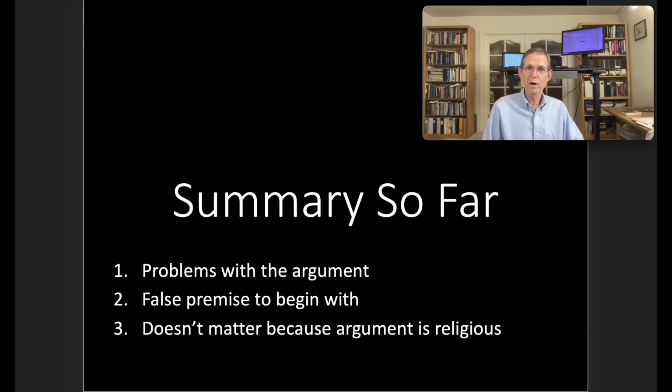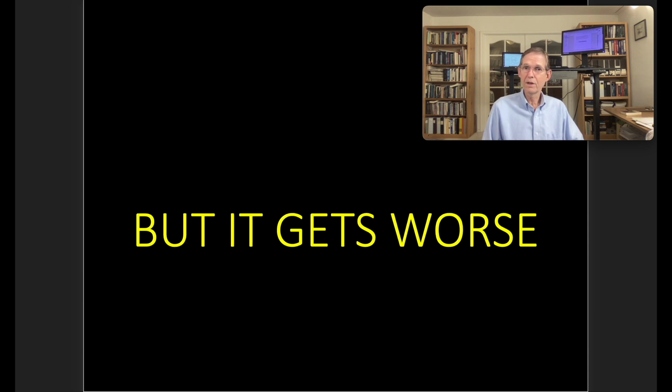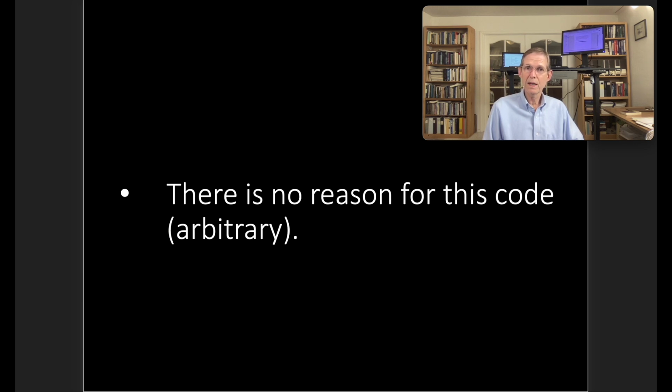So what have we seen so far? We saw there were problems with the argument when he first started to look at it, and there was apparently a false premise to begin with. But none of that matters because what? It's a religious argument. But it gets worse. Remember the first claim? There is no reason, no sufficient reason for this code because it's arbitrary.